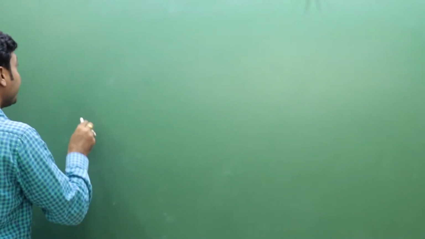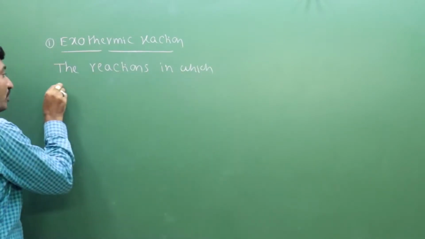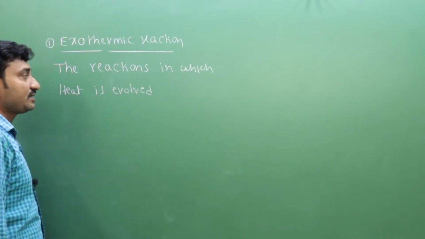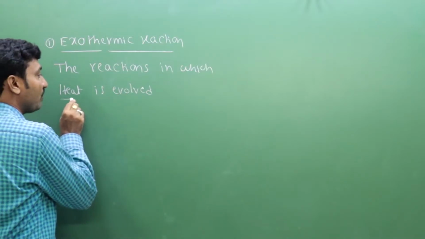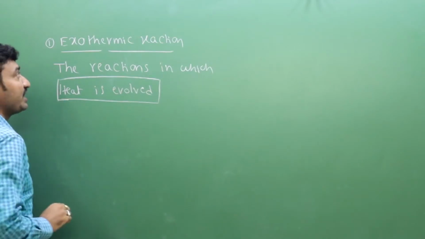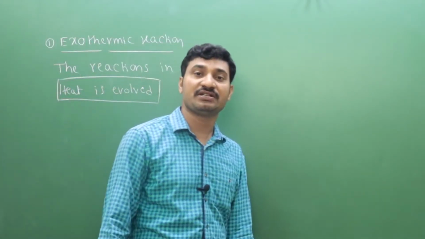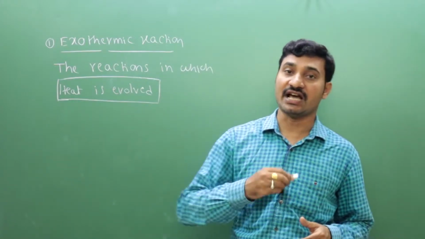First one, exothermic reaction. The reactions in which heat is evolved. So during the process, heat is evolved. Those reactions are called exothermic reactions. Exothermic means during the reaction, heat is evolved.